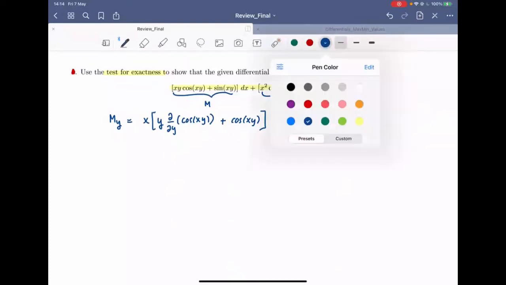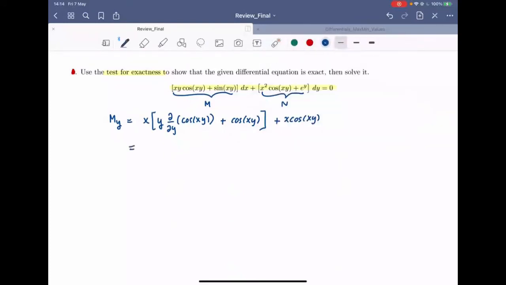All right, next I need to differentiate that. Differentiate cosine, get negative sine, and then I have one more x, and that is x cosine xy two times, so I have 2. Okay, I simplify everything. Hopefully this is a good one. Okay, good one. All right, next, N subscript x.